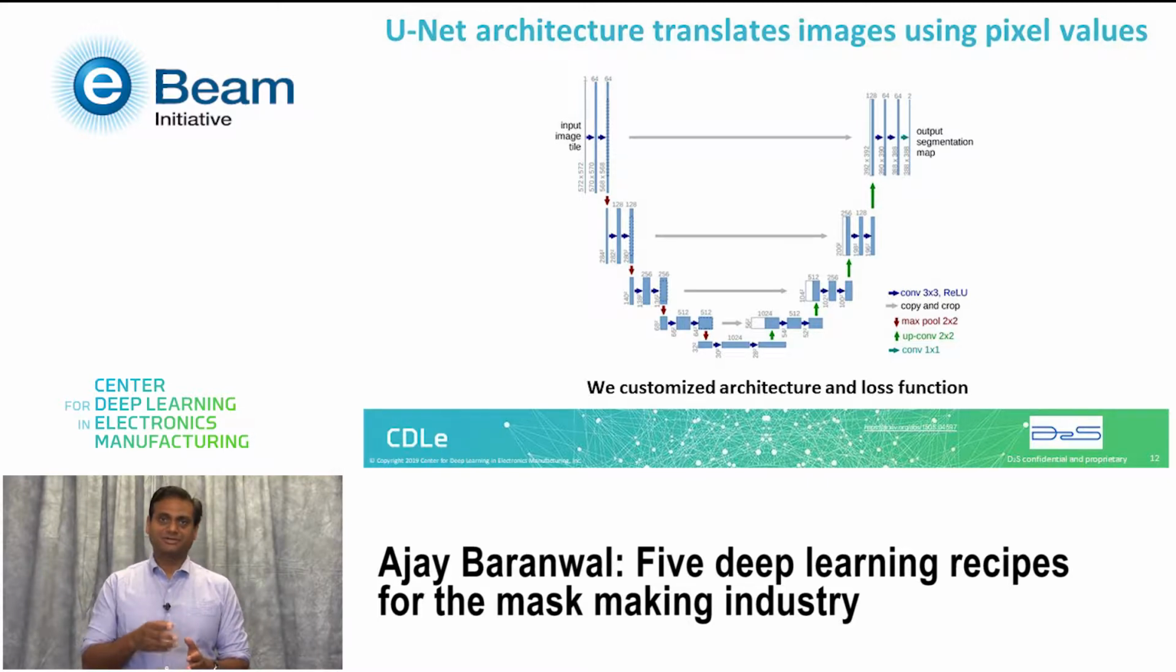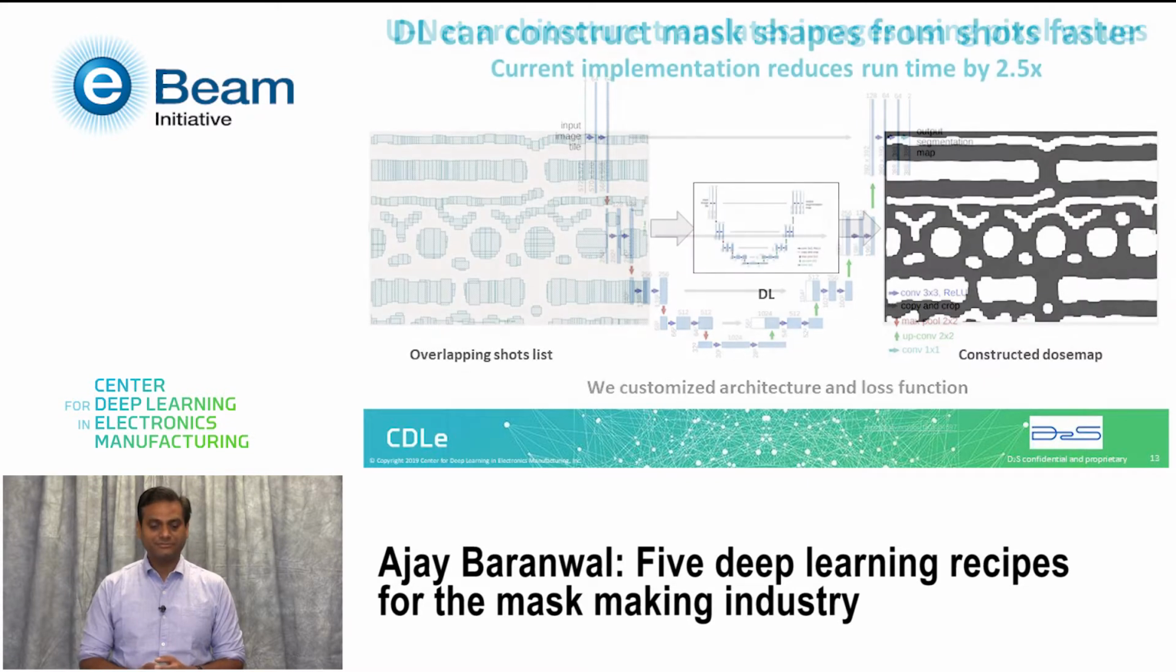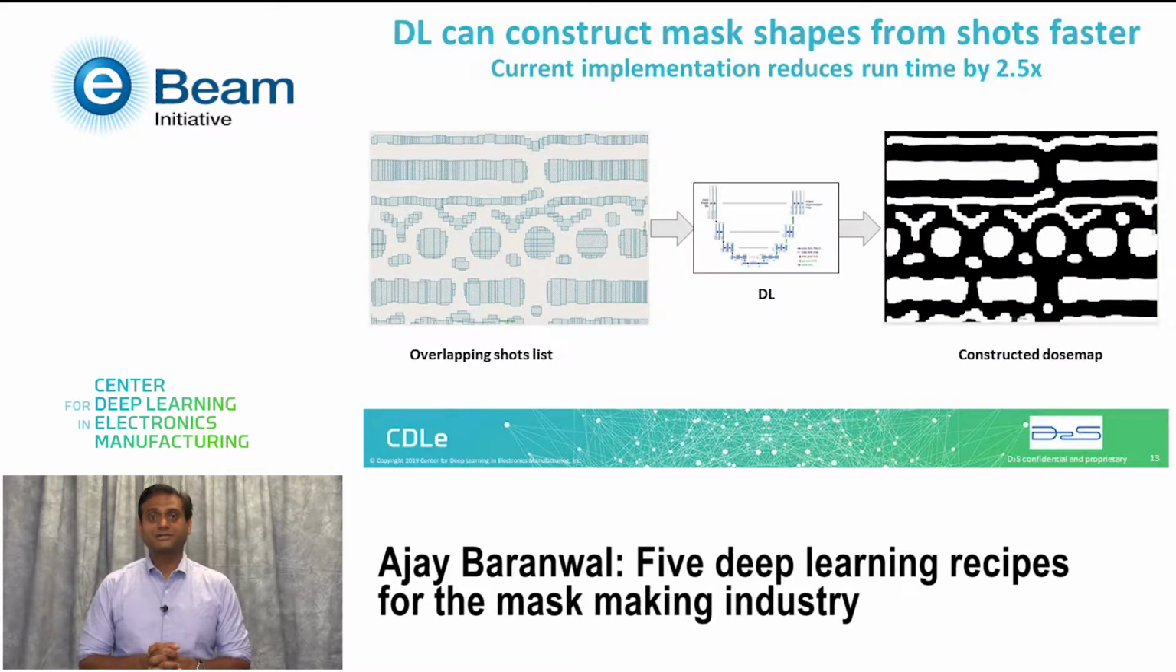UNET has a structure shaped like a U, as the name says. It downsamples the input image and then upsamples to the output image, and to capture details of the image at every level there are horizontal connections. We use this to construct the mask dose map from the shortlist, and we could see a 2.5x improvement in runtime, which was pretty promising, and we are working to improve it even further.